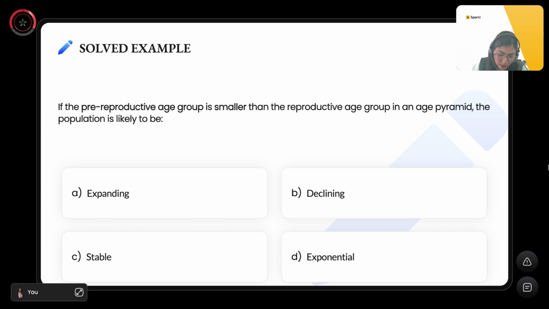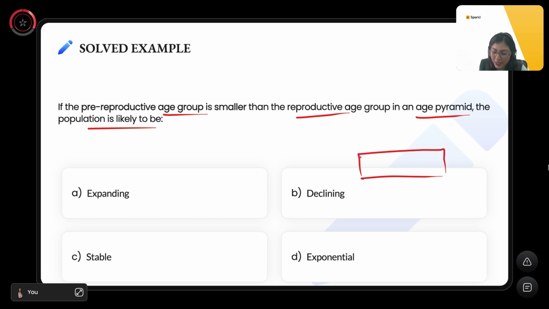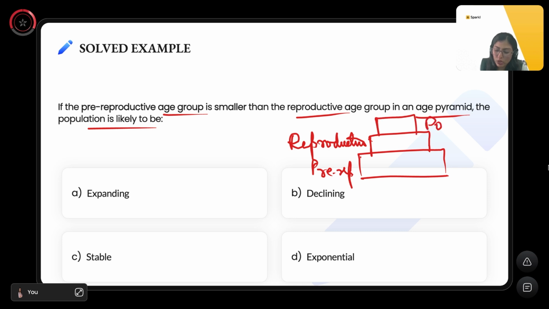Next question says the pre-reproductive age group is smaller than the reproductive age group in an age pyramid. The population is likely to be. Now बेटा अगर हम age pyramid देखें तो यहाँ पे सबसे बेस में होते हैं प्री रिप्रोडक्टिव ग्रुप, उसके ऊपर होता है रिप्रोडक्टिव एज ग्रुप, एंड अबव दैट यू हैव पोस्ट reproductive group.